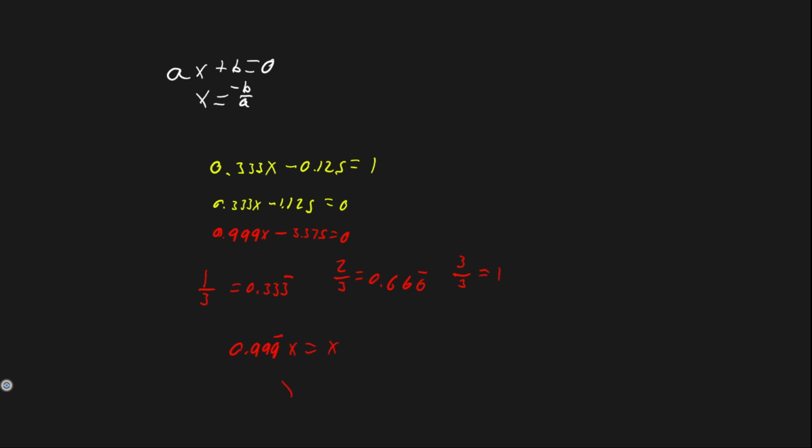So we have x minus 3.375, where we just change the sign or set it equal to x, and we have x is equal to 3.375. And if you're wondering what 3.375 is as a fraction, it is going to be 27 over 8, since 1 over 8 is equal to 0.125.